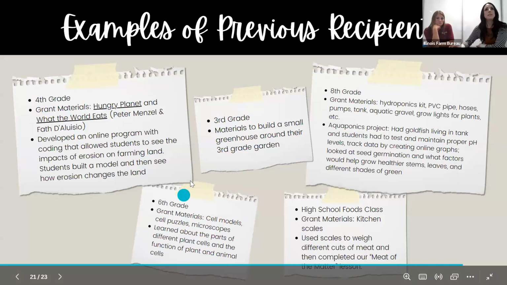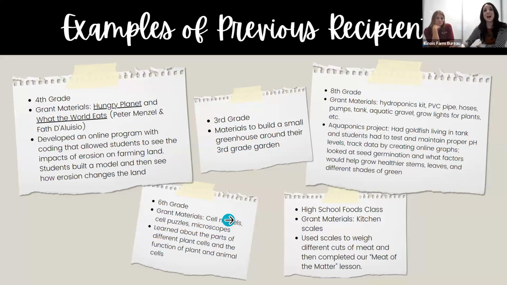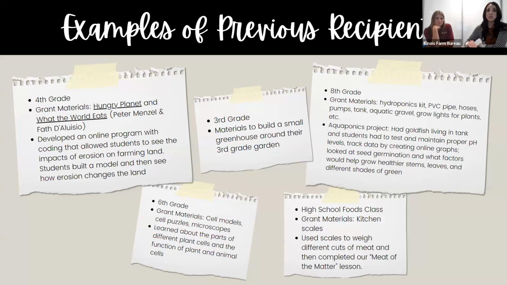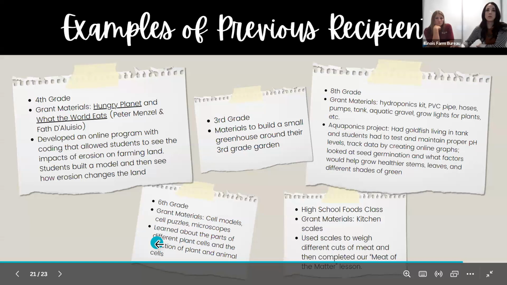Sixth grade, in this case, this sixth grade teacher, the materials that they got were cell models for plant cells and animal cells. And they also got some little microscopes. The whole purpose of this was to learn about the different parts of plants and the cells of plants and animals that you can connect to. Why do we have to do all this research about growing corn and soybeans? Why are we looking into different seeds and what could affect the growth of that crop, and looking at those plant and animal cells, but making that connection with agriculture and the crop that we grow and the livestock that we raise.